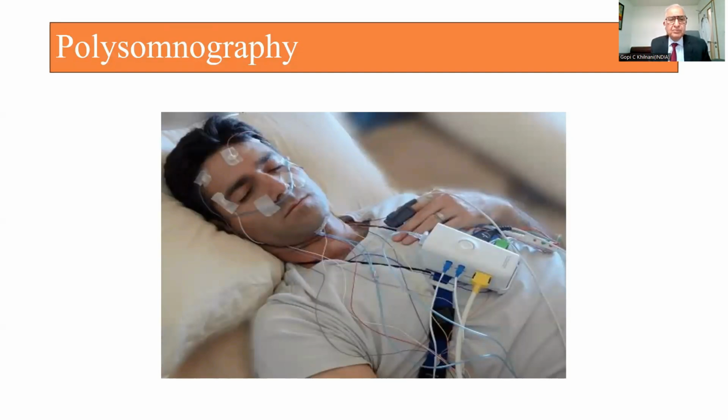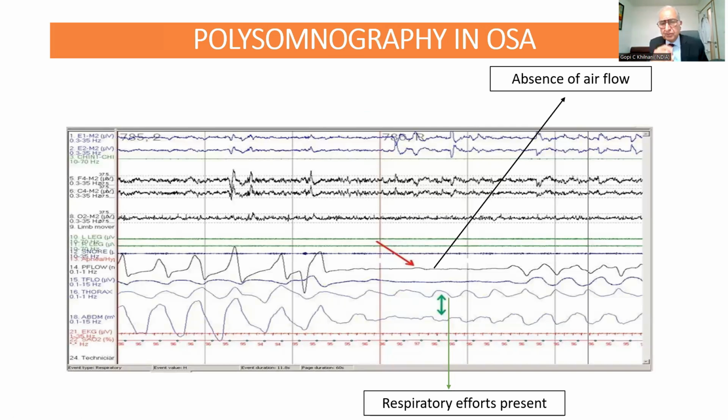So the polysomnography involves the EEG, it requires airflow, it requires ECG, it requires oxygen saturation, abdominal movement, and chest wall movement. What happens in obstructive sleep apnea? You can see this is airflow has stopped. Okay, the airflow has stopped.